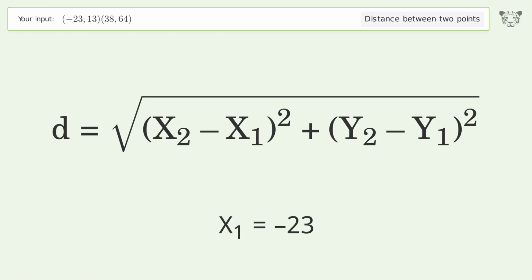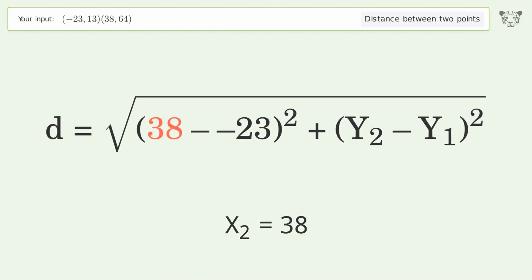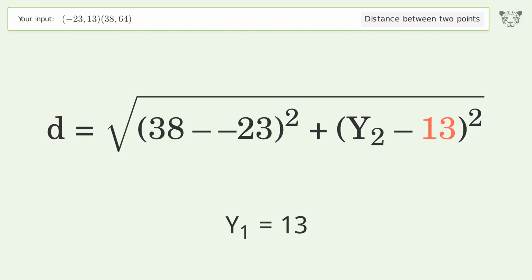x1 equals -23. x2 equals 38. y1 equals 13. y2 equals 64.